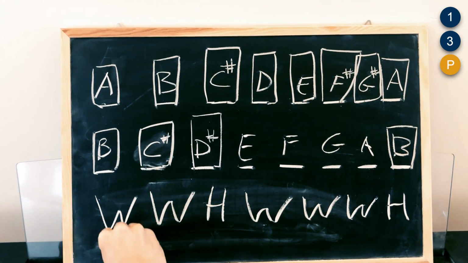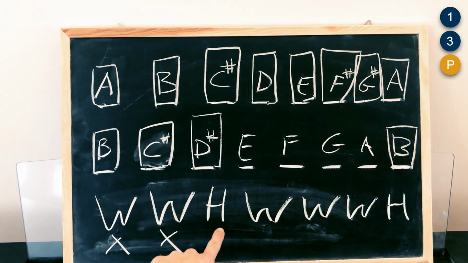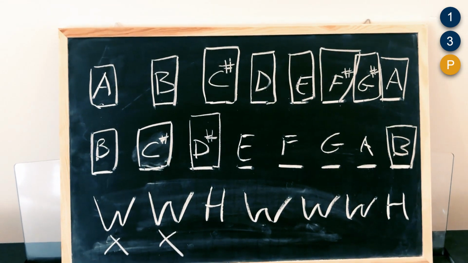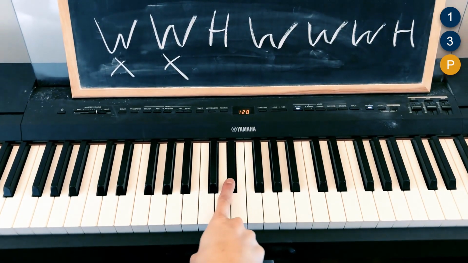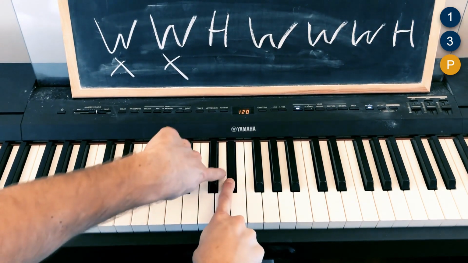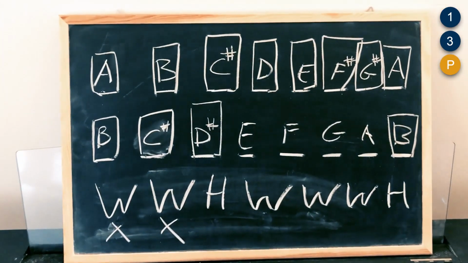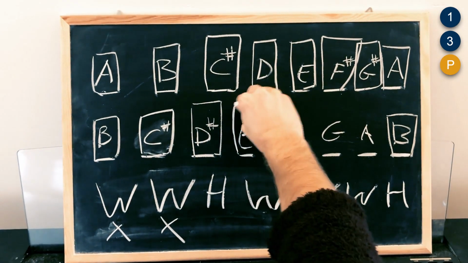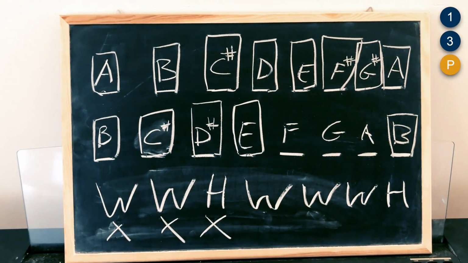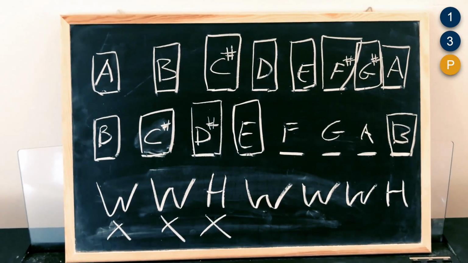So I did a whole note and a whole note. Now I have to do a half note. So I'm on D sharp and I have to do a half note. So I'm simply going to do one and I'll end up on E. Half note done. Now I have to do 3 whole notes.